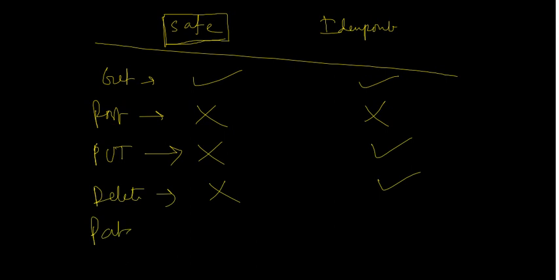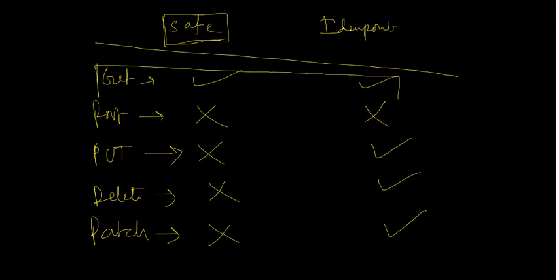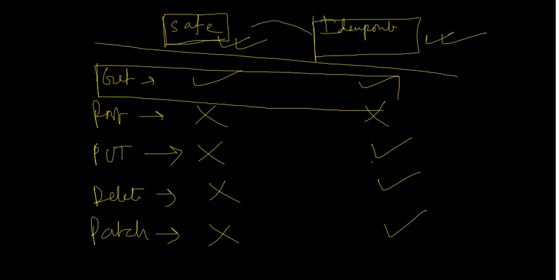Patch, is patch safe? Oh no. Idempotent, yes. So you can see that all the safe methods, correct? All the safe methods are idempotent, but all the idempotent methods are not safe. So why are we talking about idempotent and safe? Because these properties of a particular method will help you choose the right method for the right job while designing a REST web service. You will learn about REST web services later on, but that's why we are talking about safe and idempotency.